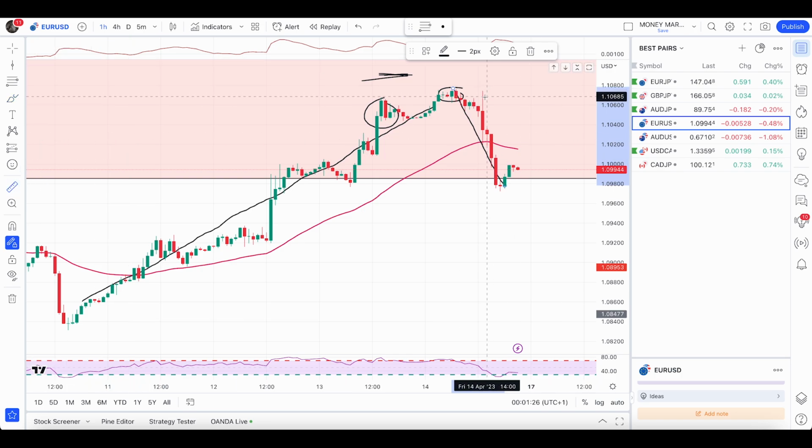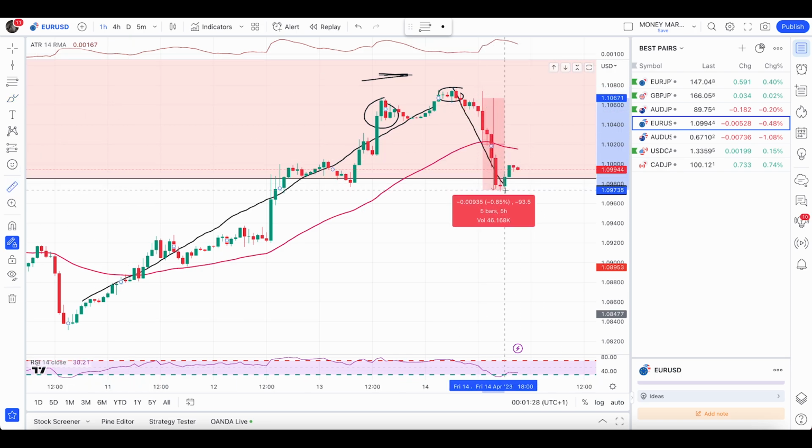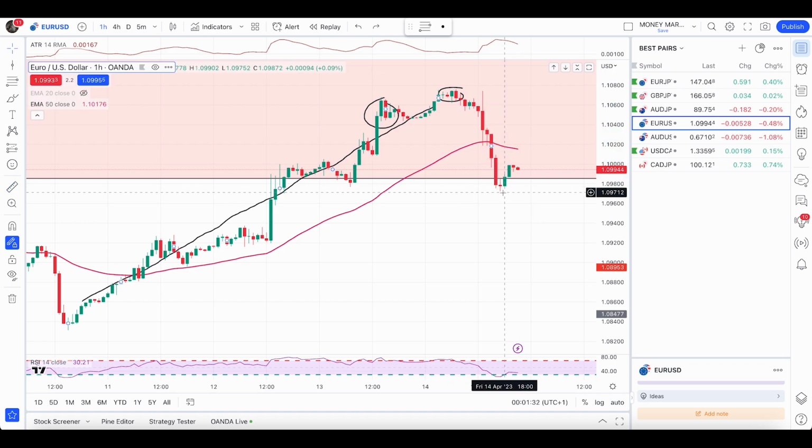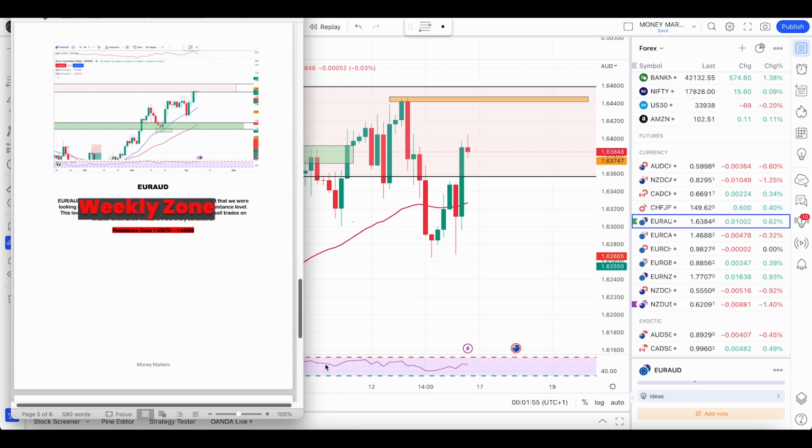That would be a nice take profit hit of around 93 pips. So that is what we had here on Euro USD on 1 hour time frame. So the last one we had Euro AUD.